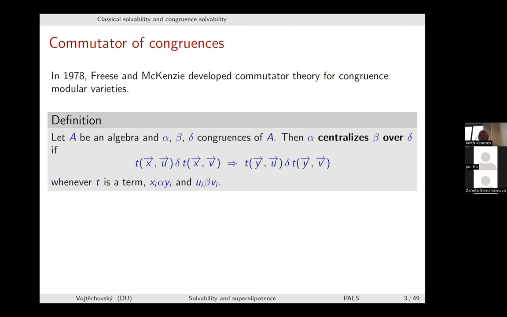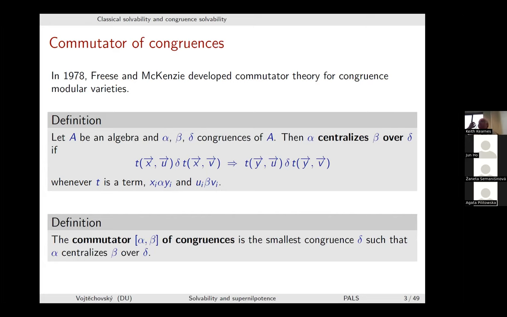And the basic definition there is whether one congruence centralizes another over yet another congruence, so alpha centralizes beta over delta, and this is expressed as a term condition, and it's a little bit hard to read if you have not seen it, although I suspect most people here in this audience have seen it. So what it says is if you have any term, if you have some congruences alpha, beta, and delta, if the u, v arguments are beta related, then you can replace the x arguments with alpha related y arguments, right? So that's what it says.